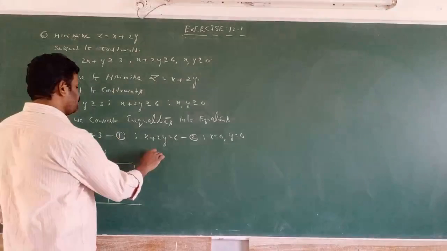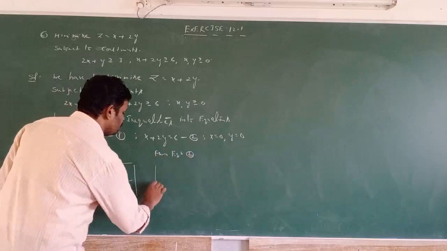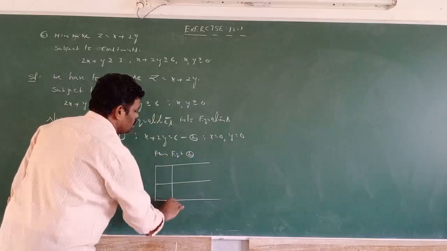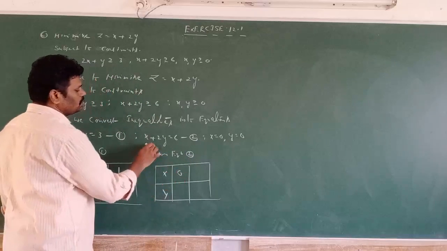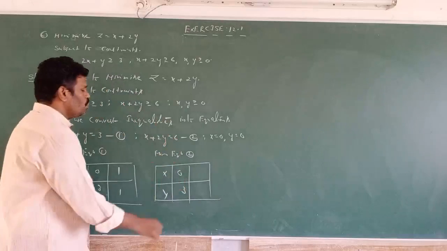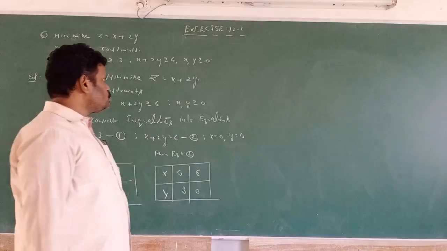Okay, now next from equation 2. If you want to draw this one, again we get the x coordinate and y coordinate. x is equal to 0, then automatically y is equal to 3. y is equal to 0, x is equal to 6 value. And these two are any common point.